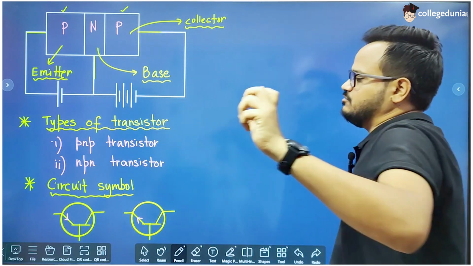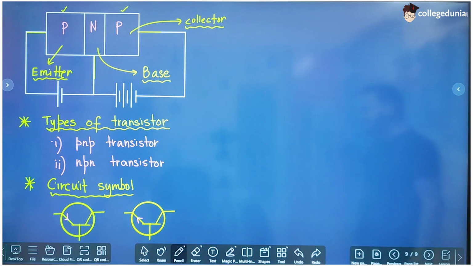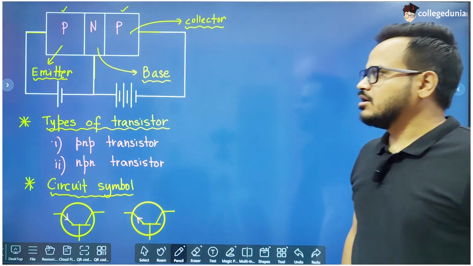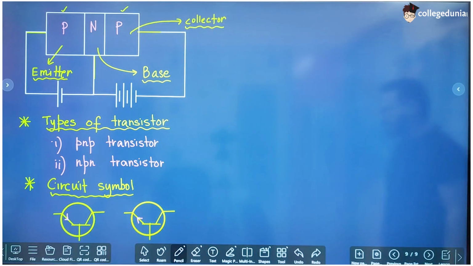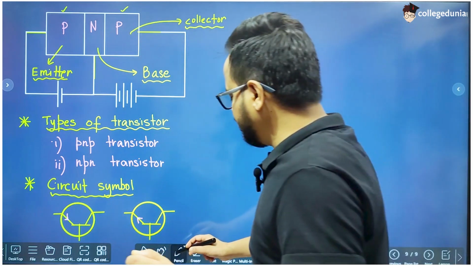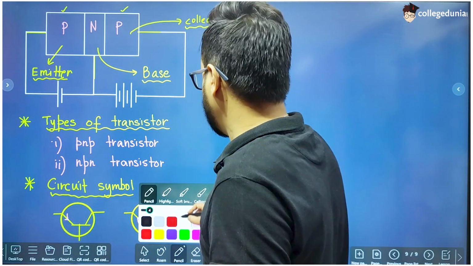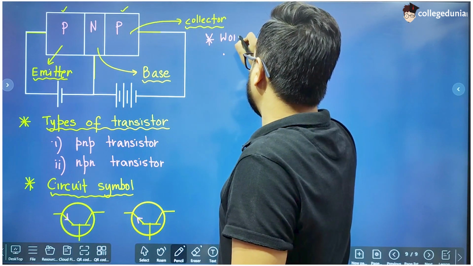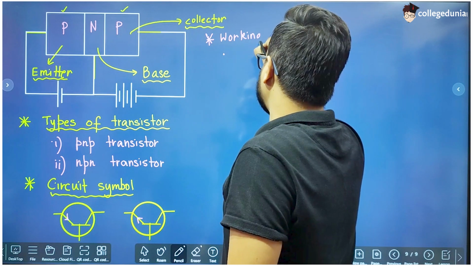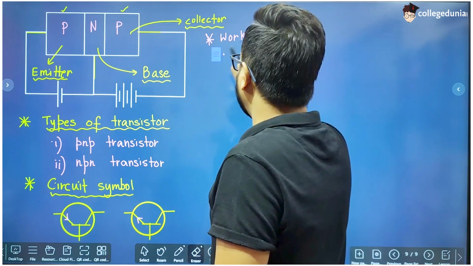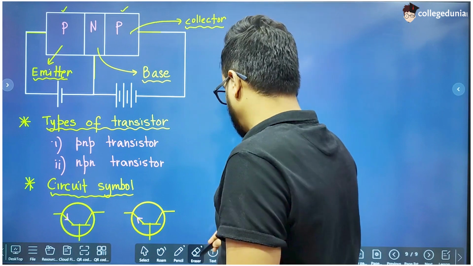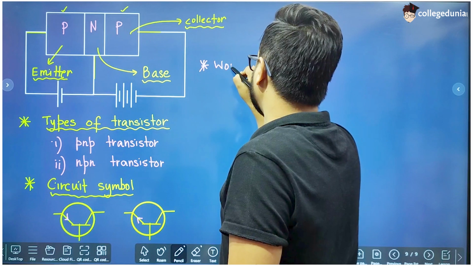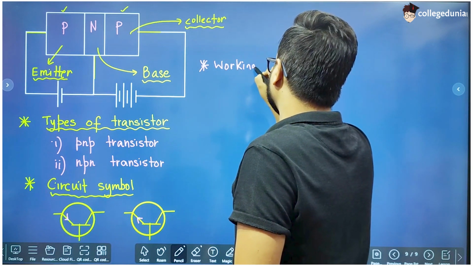But why is the input junction forward biased and the output junction reverse biased? That can be explained in the working of the transistor. So why should this input junction be forward biased? Now let's study the working of the transistor. To make this transistor work properly, the input junction should always be forward biased and the output junction should be reverse biased. But why? Let's see.